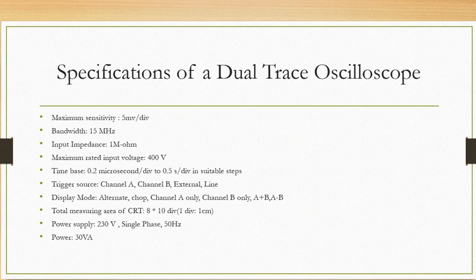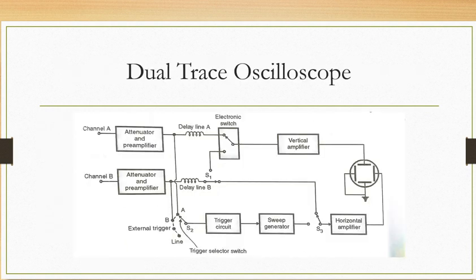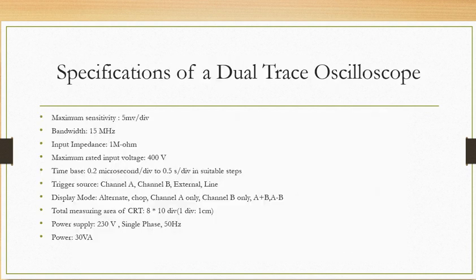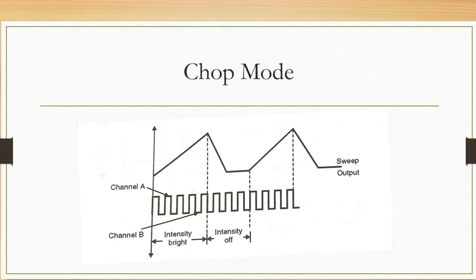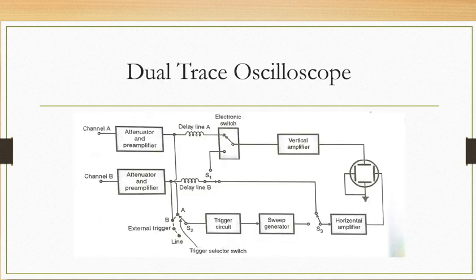Now let us discuss some specifications of a dual trace oscilloscope. But before that I want to discuss another mode, that is the XY mode. It is an important mode, and I think I have discussed it earlier, but let us give some more focus to that XY mode. In XY mode the internal sweep generator is disconnected from the horizontal amplifier, and channel B acts as a horizontal input.